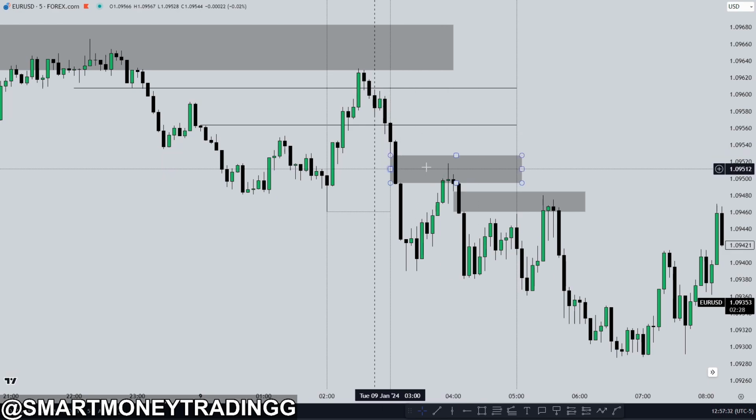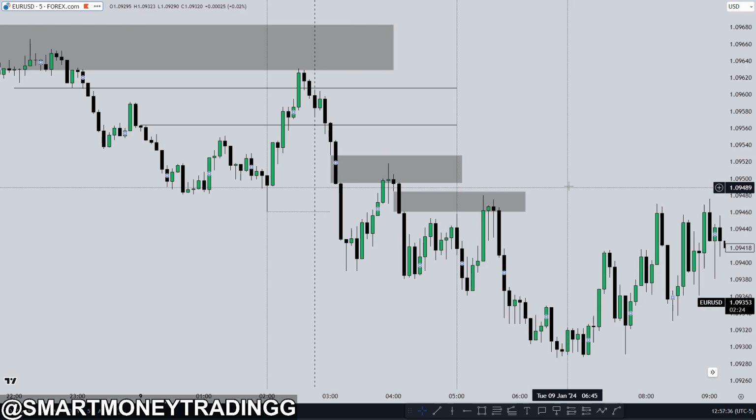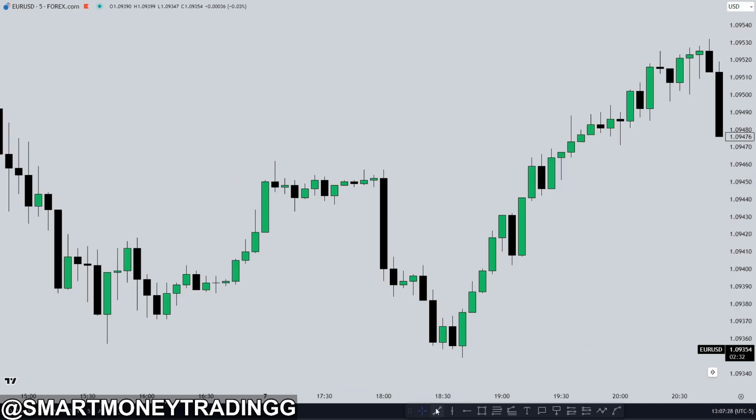And again, it's in the premium side, so I'll be looking to short inside premiums, not shorting into discounts. And then eventually my drawn liquidity would probably have to be something small like down here. That would be my first partial, and then moving my stop loss to break even. Boom, here. This is another example.